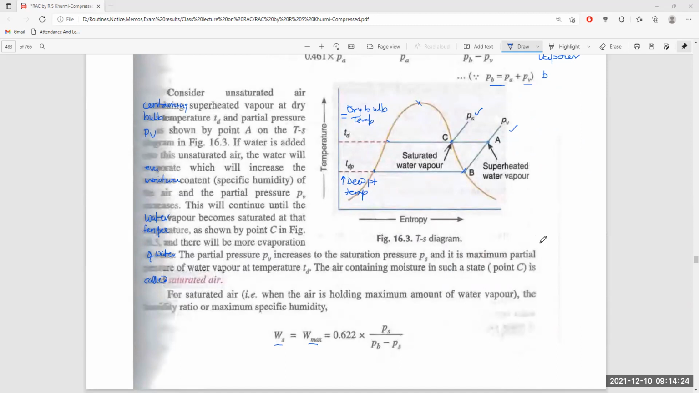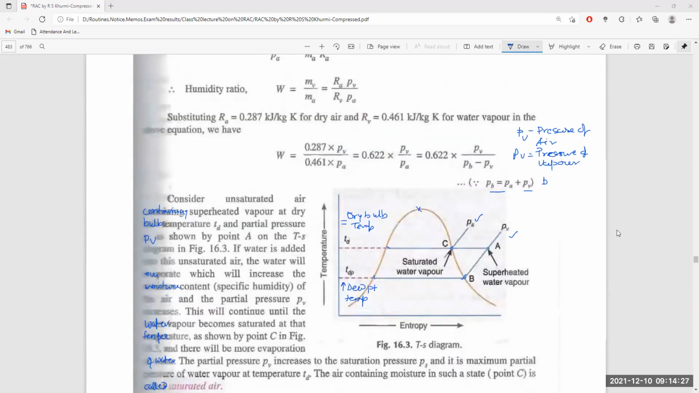Now we are using this equation where PV is the pressure of vapor, divided by the pressure of air, and the pressure of air is replaced by the barometric pressure minus the vapor pressure.